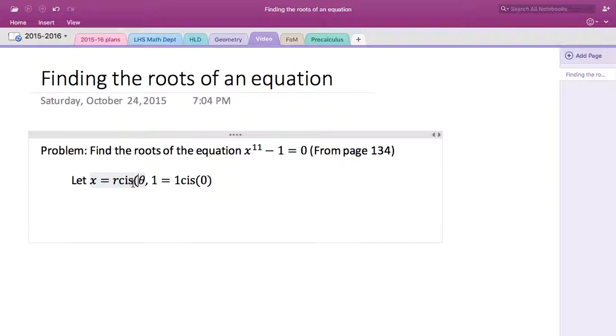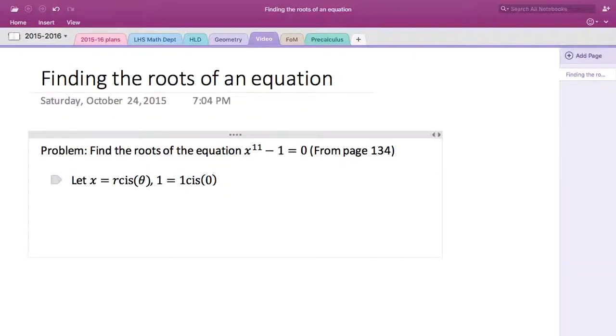Because 1 is, if you think about the polar coordinates, how do you get to (1, 0)? You just don't change the direction or the argument. You don't turn your body, but you just take one step to the real axis. Only one step. So 1 can be written as 1 cis 0 as a polar form of it.